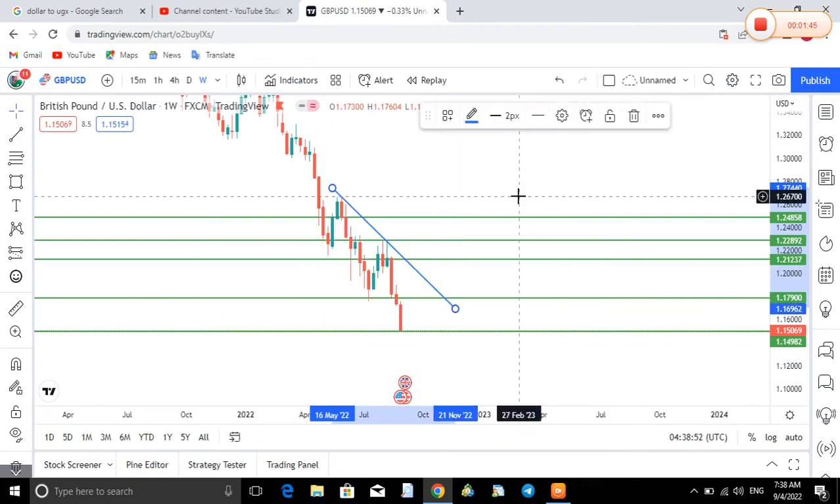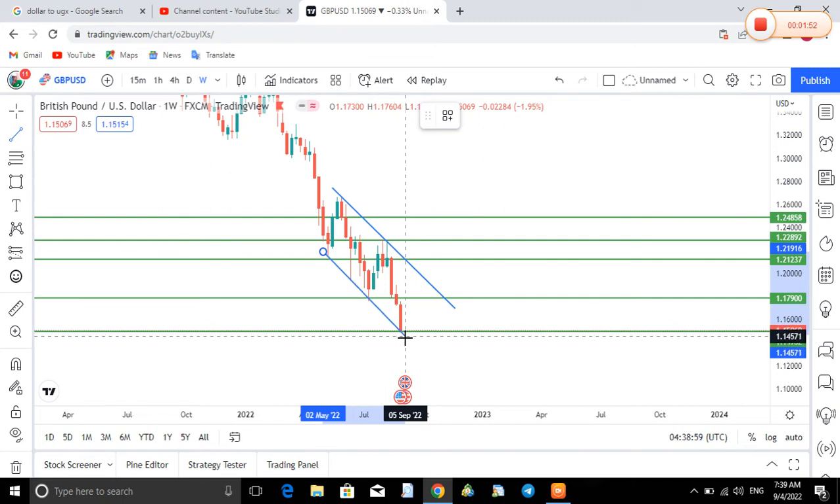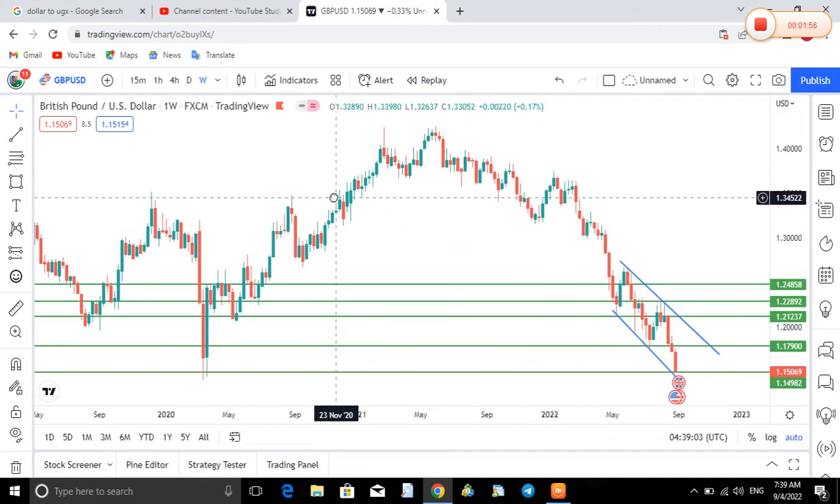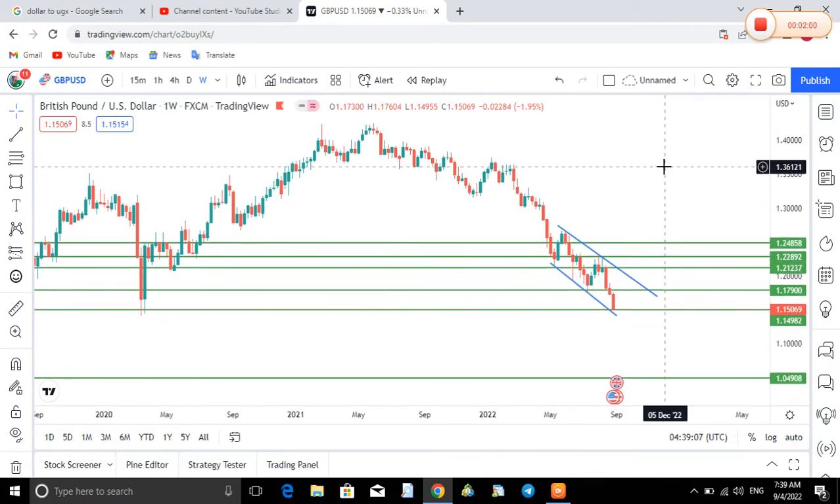My support and resistance levels. You can also see we also have this support level. Now I'm done spotting my support and resistance level.